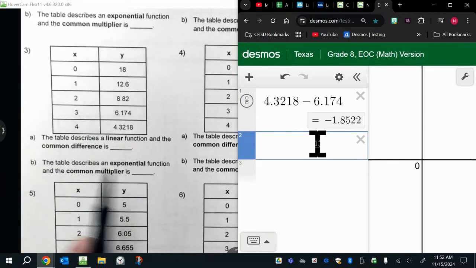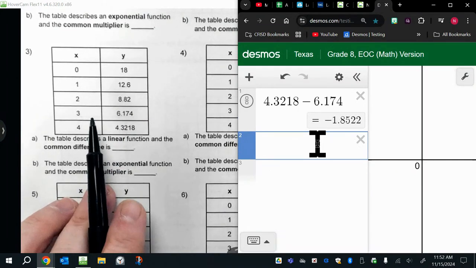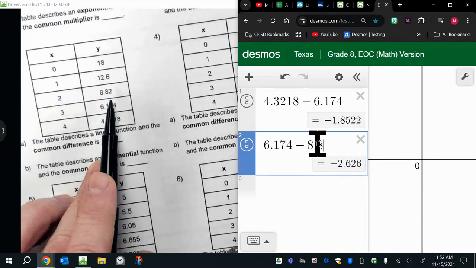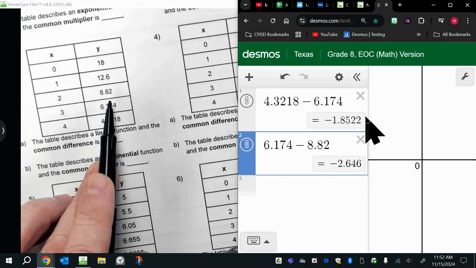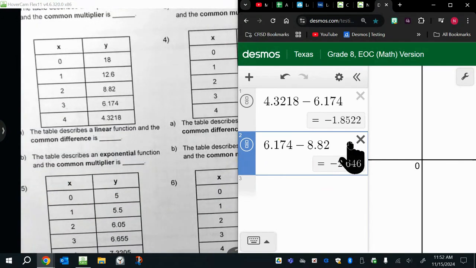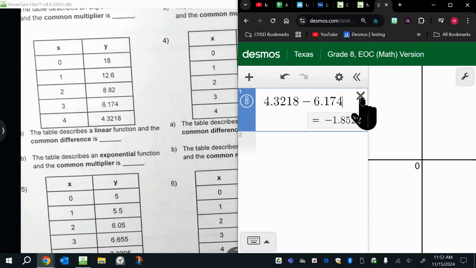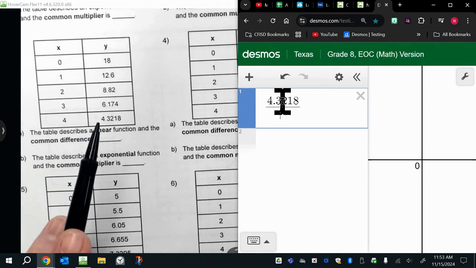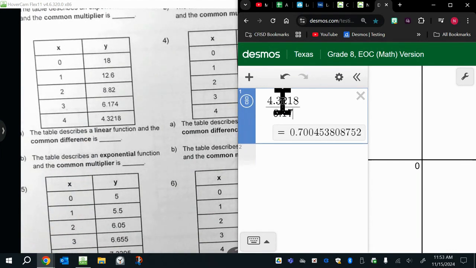Now, I want this to be common, so what I'm going to do is take the 6.174 and now subtract the number above it. And it's not the same number. These two are not the same. So what that means is it's probably going to be a common multiplier. So we'll do the same thing. Take 4.3218, but now I'm going to divide it by 6.174. And that tells me 0.7.